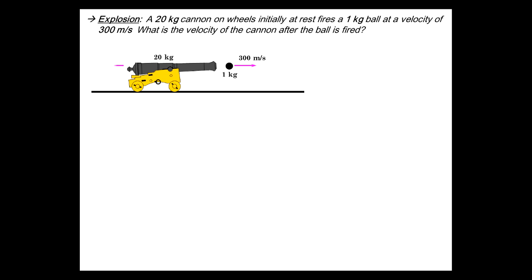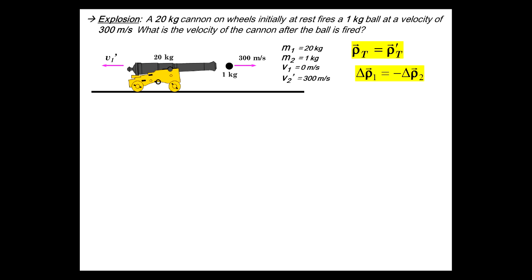The cannon of physics, firing a 1 kilogram cannonball at 300 meters per second, kicking this, well, unfortunately, tiny cannon back, and we're going to figure out how fast it's moving backwards. Here's the data, the masses, the initial velocities. And so we have total momentum is conserved, or changes in momentum are equal and opposite, both of which are going to be seen to be applicable here.